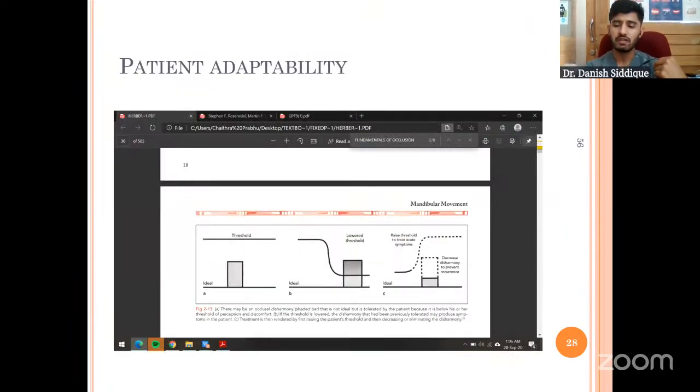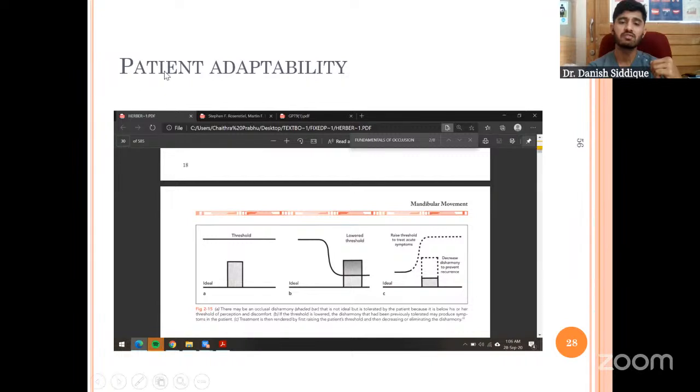So when do you actually check these occlusions and make changes? You need to first ideally check how the patient is in the oral cavity. You have to make sure that the patient has good adaptability. Some patients come to the clinic with some attrition and some restoration. We do not have to directly jump into changing that occlusion.